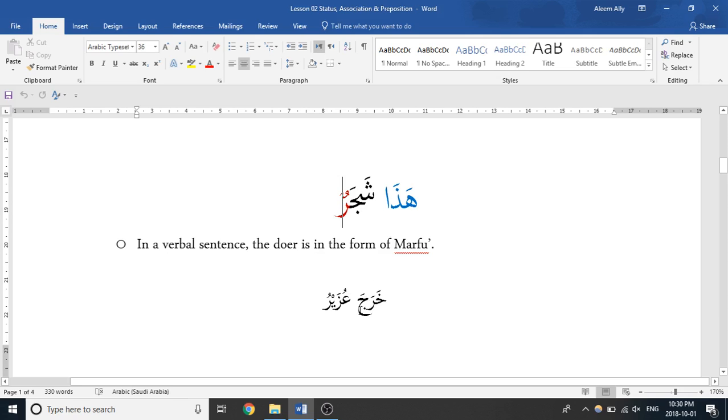So kharaja here means he left, and then uzayru, you see the dhamma there on the end making the u sound, that means that it's the doer. So uzair left. That's how we would translate it. Uzair is the one doing the action.